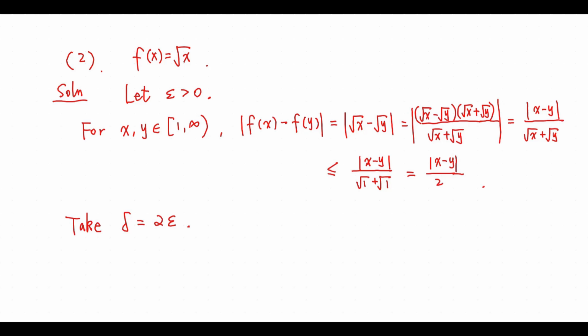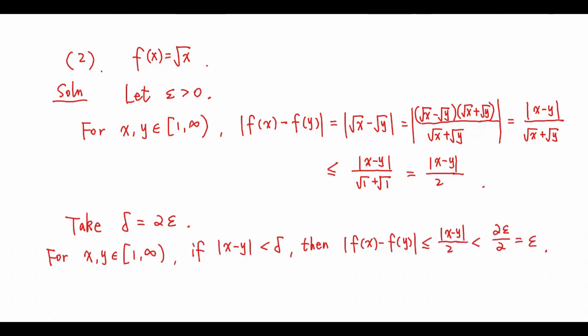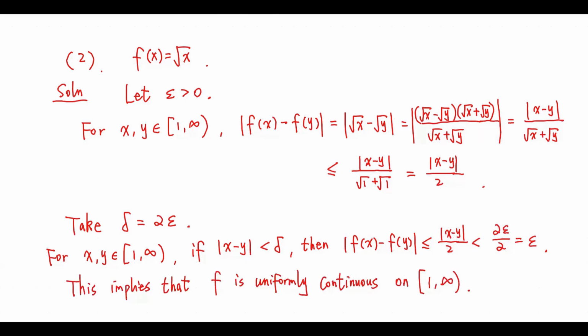Take delta equal to epsilon. For all x, y in the semi-closed interval [1, infinity), if the absolute value of x minus y is less than delta, then the absolute value of f(x) minus f(y) is less than epsilon. This implies f is uniformly continuous on the semi-closed interval [1, infinity). By question 1, f is uniformly continuous on the semi-closed interval [0, infinity).